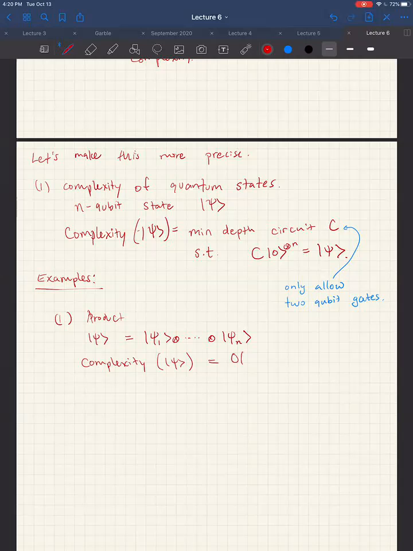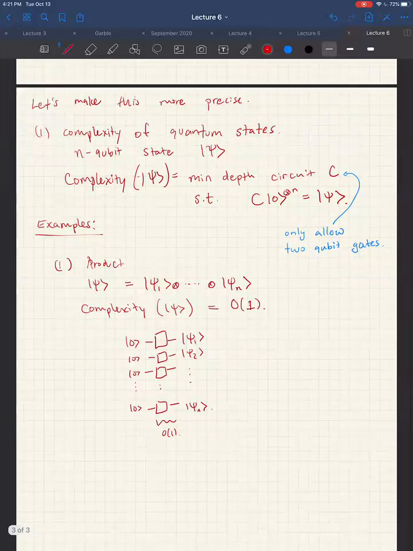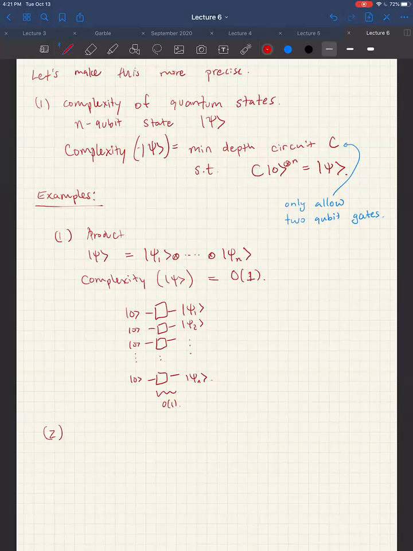It's a constant, right? Because basically you just have a gate prepare each state, but you do it all in parallel, right? So you have the all zeros, and we also allow 1 qubit gates too. Each of these unitaries will be the one that maps the state 0 to the state psi i. Right. So you only need 1 layer, so this is order 1. Okay, so product states have trivial circuit complexity. Whenever it has order 1, we just say this is trivial.